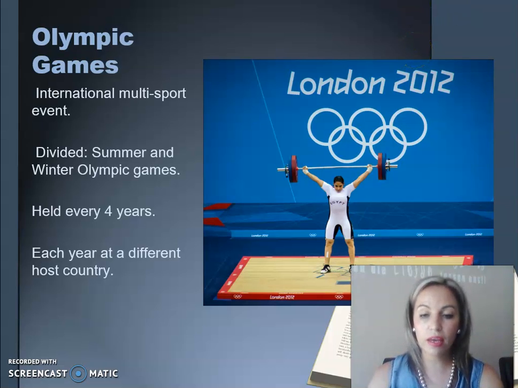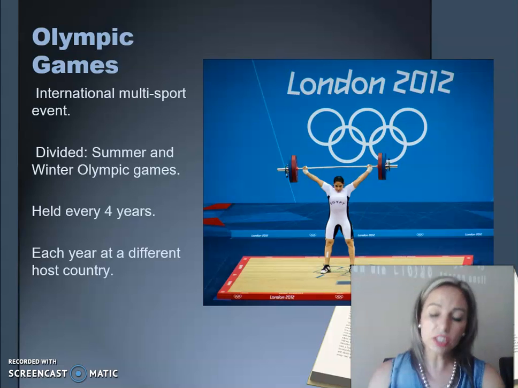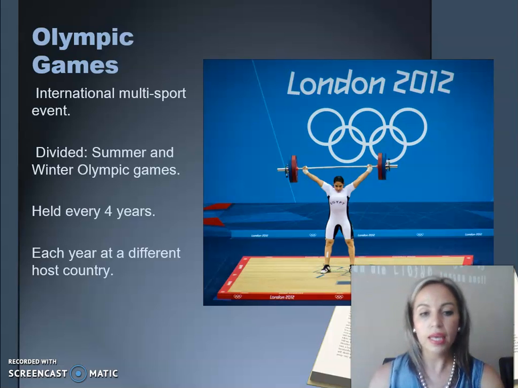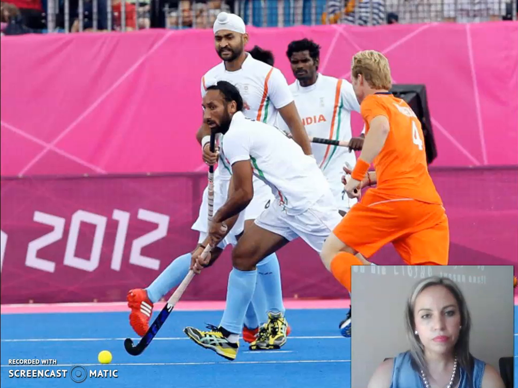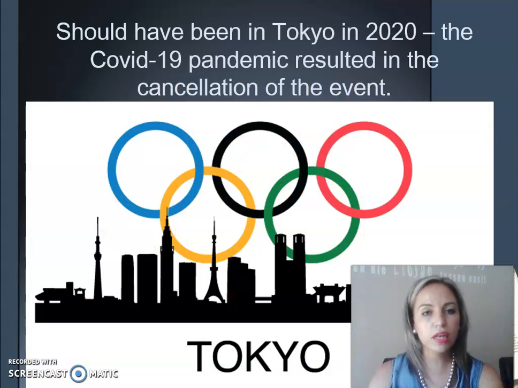Then we have the Olympic Games. It's a multi-sport event, which means that it's one event that consists of a large amount of different sporting types that people can compete in. It's divided into the Summer and the Olympic Winter Games, and it's held every 4 years. Just like your FIFA Soccer World Cup, it's in a different host country each time. The next Olympic Games was planned to take place in Tokyo, and unfortunately, because of the COVID-19 pandemic, this event was cancelled. So we will see when this will eventually take place.